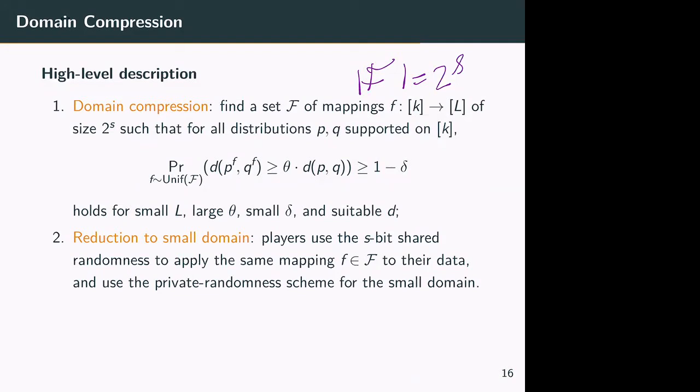And the idea we will use is we are going to use this S-bit randomness to reduce the domain across the players. And the players will, at the first stage, use the shared randomness to compress their samples, and then use private randomness on the small domain, or use no more randomness after that.